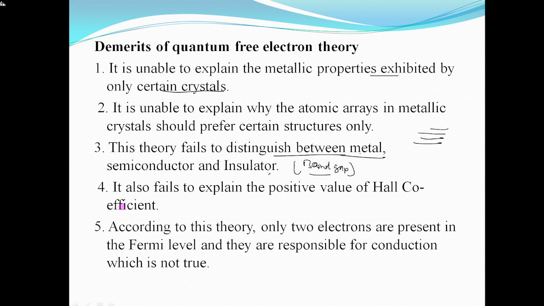Next, it failed to explain the positive value of the Hall coefficient. Why is the Hall coefficient positive? That cannot be explained. Next, according to this theory, only 2 electrons are present in the Fermi level and they are responsible for conduction, which is not true. So here they are saying that the highest occupied level has 2 electrons. Why are these responsible for the conduction? This cannot be explained. So these are the demerits of quantum free electron theory.